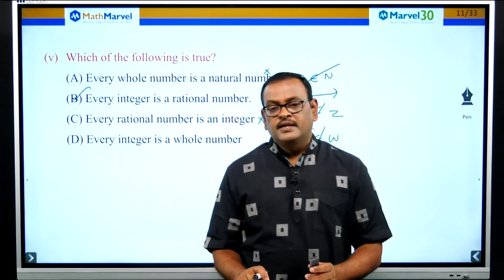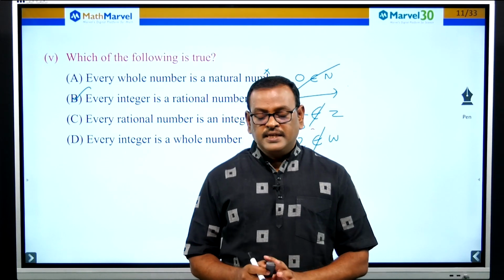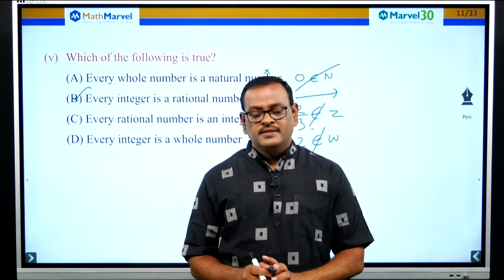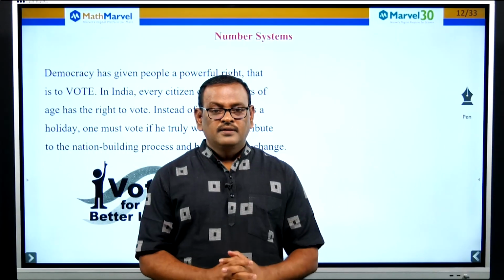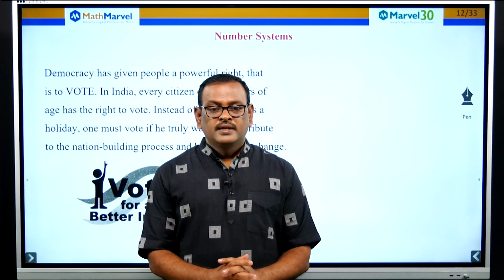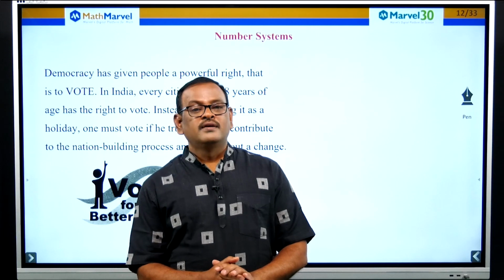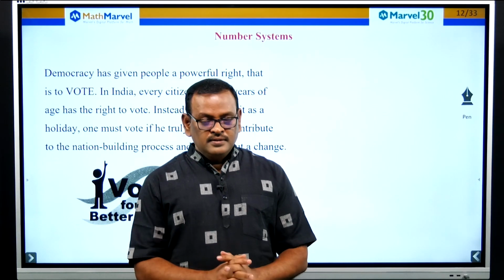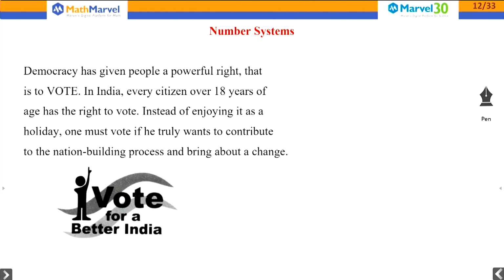Now another example we discussed for the irrational number concept. This is one of the best examples for a case study question for irrational numbers. So the third concept, case based question. This is apt for the current situation, because next month we have the election. See the problem: democracy has given people a powerful right, that is to vote. In India, every citizen over 18 years of age has the right to vote.